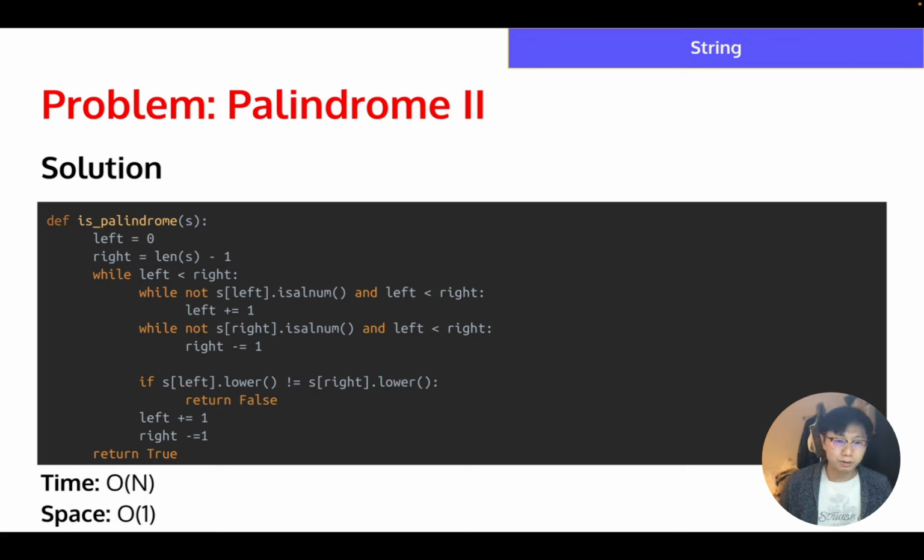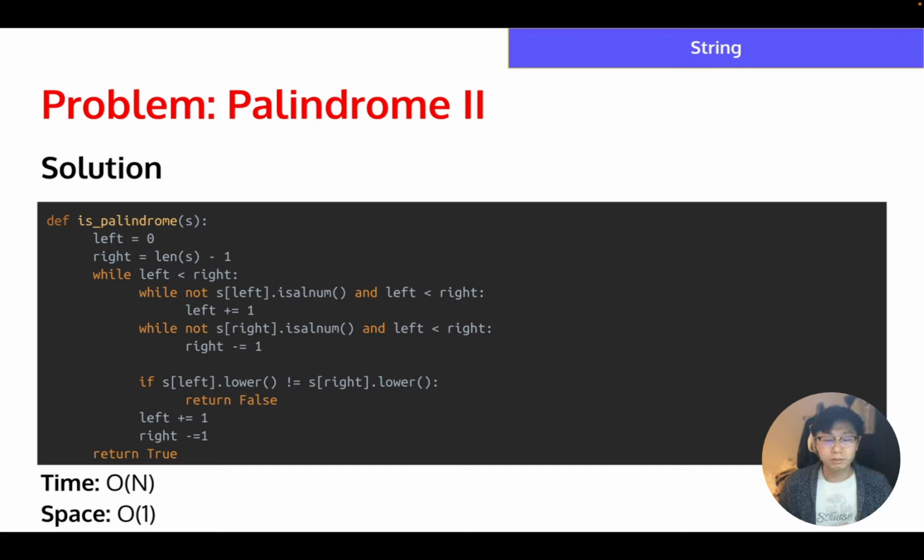And because we also want to ignore the cases, now we want to also standardize the casing. So here, we also turn the characters that are being pointed to by both indexes into lowercase. And we check to see if they're equal to each other. If they're not equal to each other, then we conclude that that string is actually not a palindrome. But if they're equal to each other, then we proceed to check the next character.